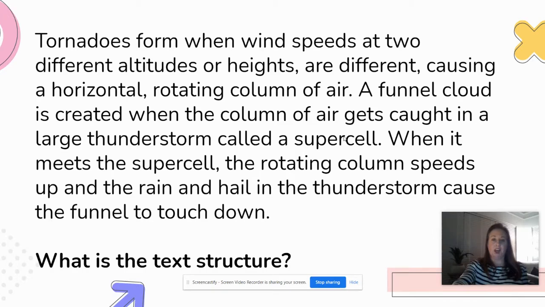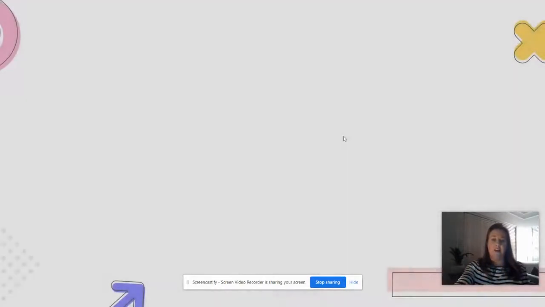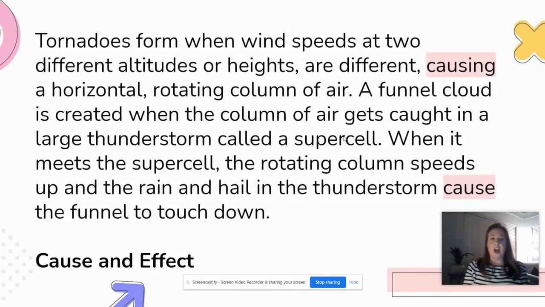All right, so let's go and let's see to figure it out. All right, so we have some words that are highlighted. We have causing and cause. So this particular passage would be cause and effect because we have those clue words letting us know what's happening and why it's happening. And we're talking about tornadoes. Okay, so let's go to another passage.